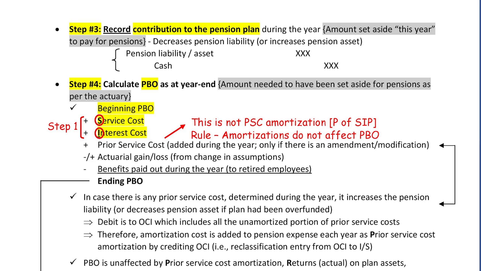And then on the PBO calculations, we have highlight actuarial gain or loss from change in assumptions, and right there, step 2. Highlight benefits paid out during the year, that reduces the pension liability. Draw an arrow from there and write use pension assets to pay off pension liability. Now you've successfully calculated your highlight ending PBO.